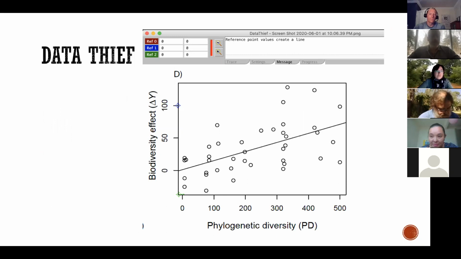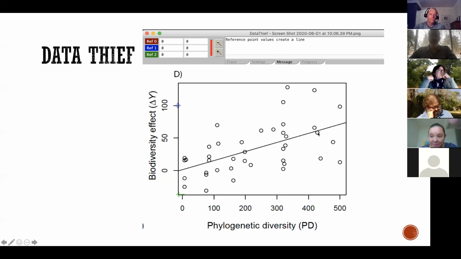And so here's an example. This is called Data Thief. This is a program. It's a free program. And what you simply do is you take a screenshot of a figure from a publication. You bring it into Data Thief. And what you can do in Data Thief is you can specify where the 0 is, where the 100 is on the axis. You can specify the values on the bottom axis. And then wherever you point to on this figure, it will tell you that value relative to the X and Y axes.